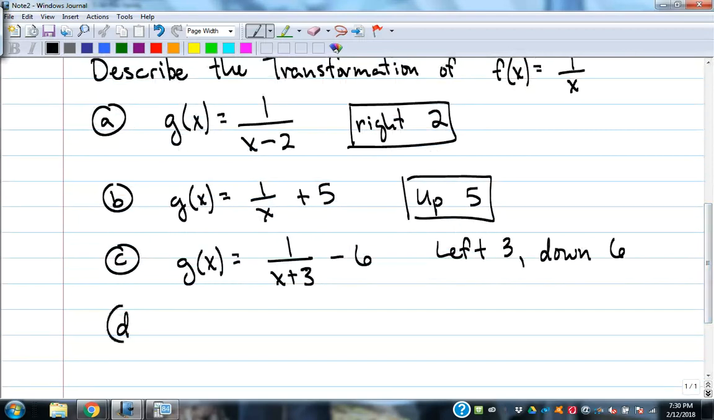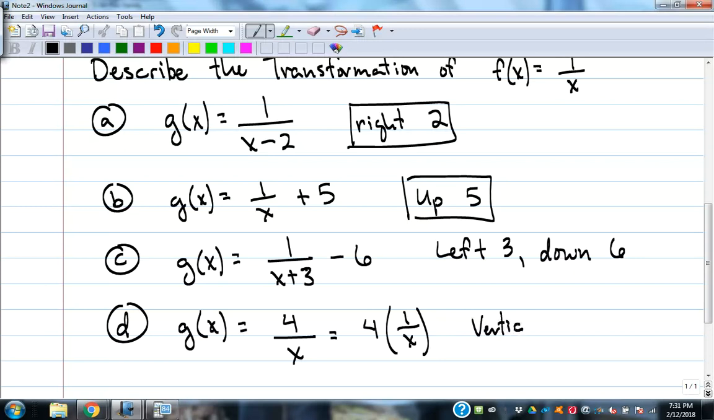Let's do one more. Say g of x is equal to 4 over x. And this one's kind of a tough one. Is that 4 directly with the x? That's on top, right? So what that does is it treats it like this. It's 4 times the parent function. So this is a vertical stretch.